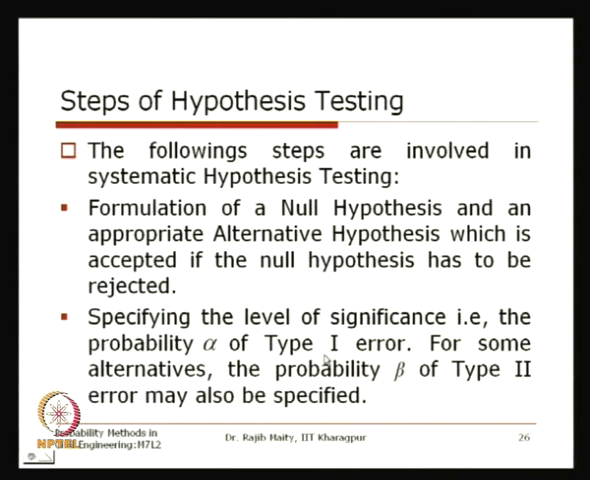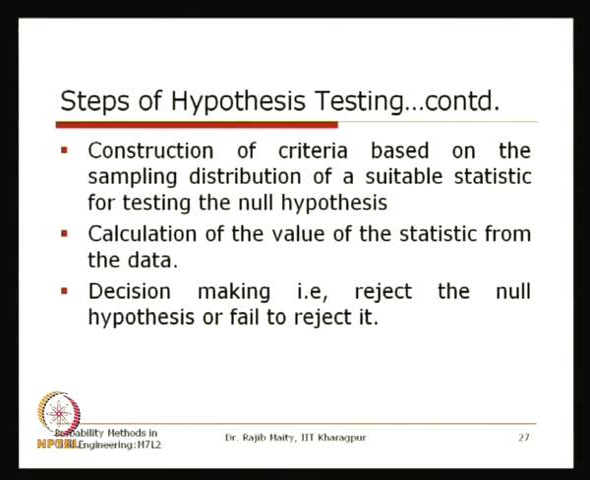Of course, in some cases the probability beta of type 2 error may also be specified, but in the general case the level of significance is predetermined before we go for this hypothesis testing.